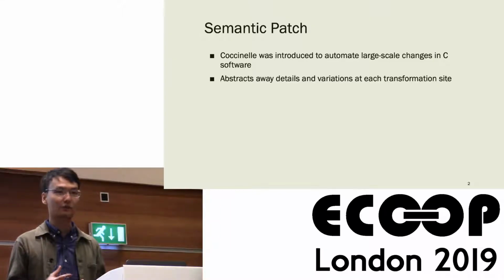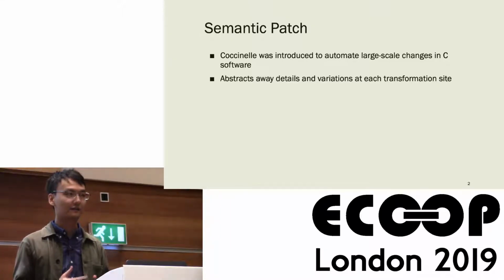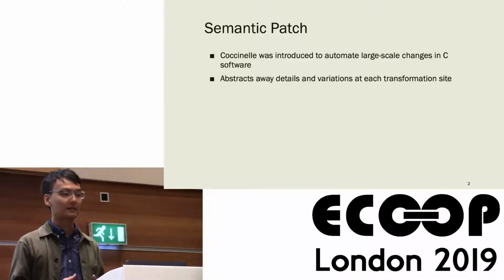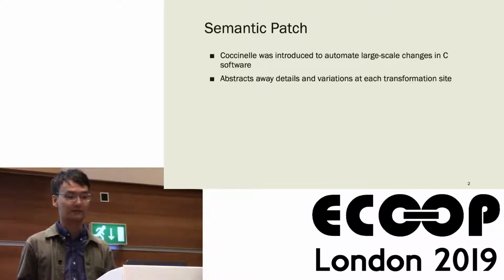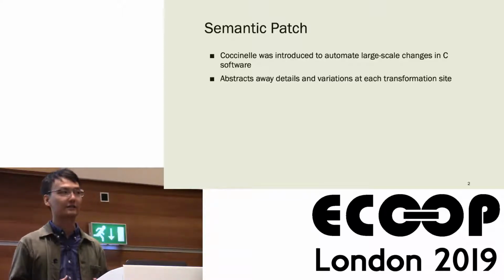Coccinelle is a program transformation tool, and the idea of a semantic patch is to abstract away details and variations at each transformation site. These are things like irrelevant details such as variable names that would differ between different transformation sites. Because of the user-friendly design of Coccinelle, it has received wide adoption, and there are over 6,000 commits in the Linux kernel that mention the use of Coccinelle.